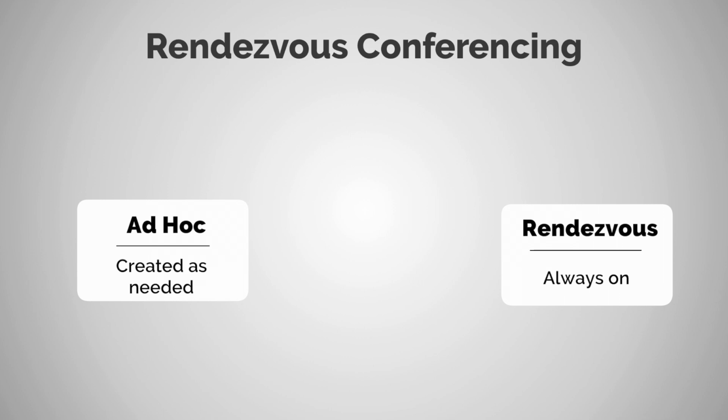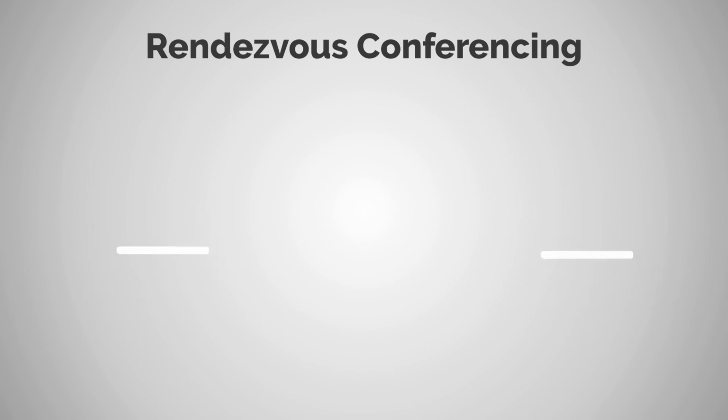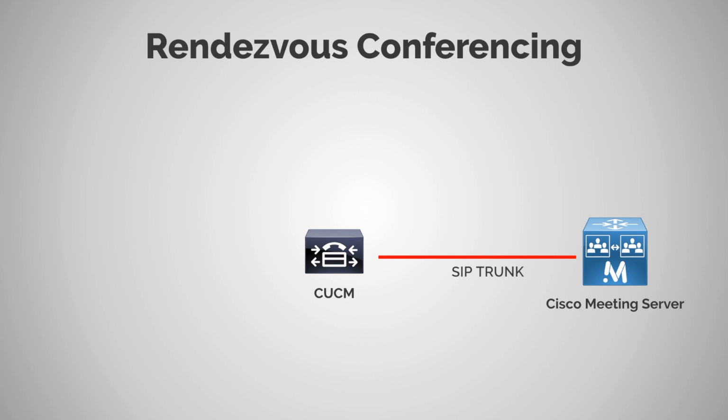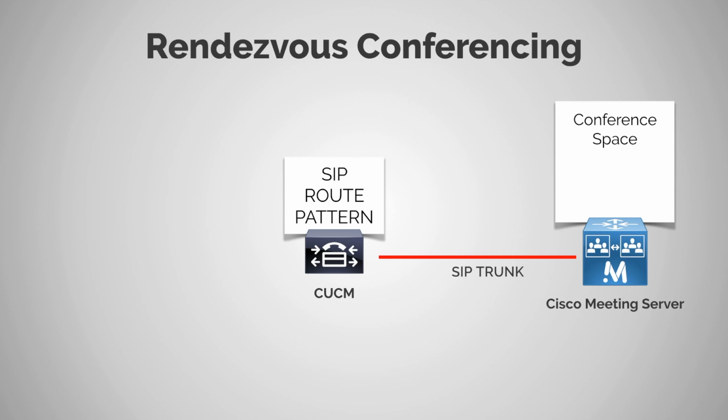Now with ad hoc, we used an audio bridge that's built into the CUCM, but for rendezvous, we're going to use the Cisco Meeting Server for our conference bridge, which is external to the CUCM. So that means we're going to need to build a trunk from the CUCM to Cisco Meeting Server. We also need to create a route pattern, or in this case, a SIP route pattern, and associate it with our trunk. And then finally, we need to create a conference space on the Cisco Meeting Server and configure an incoming calls pattern, which coincides with our SIP route pattern, to get into that space.